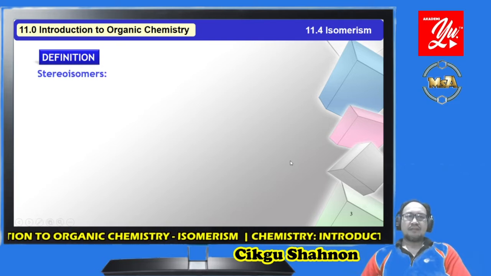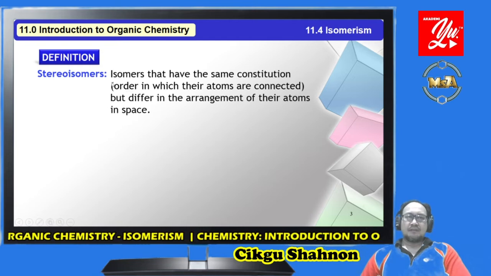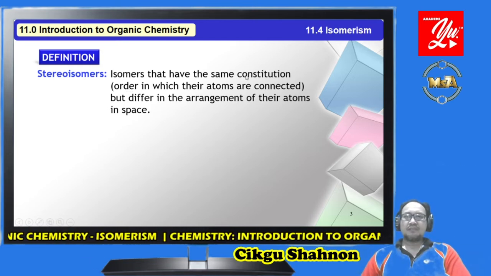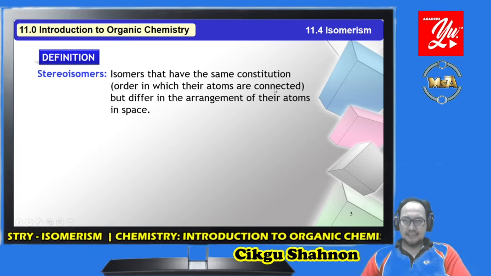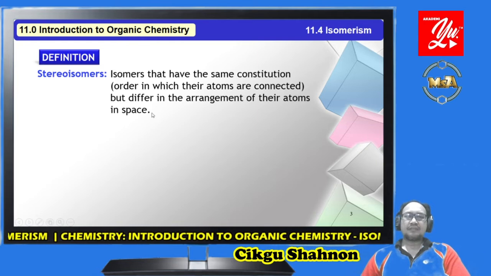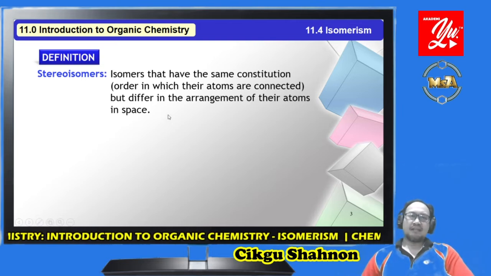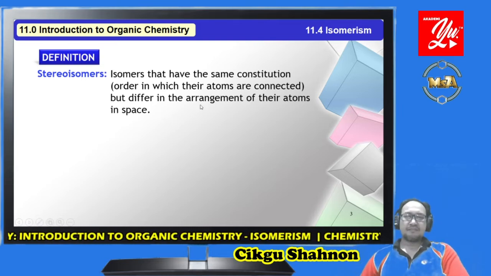Okay, we go to the definition of stereoisomers. Isomers that have the same constitution, meaning the order in which their atoms are connected, but differ in the arrangement of their atoms in space. Okay, space ni bukan angkasa lah, ruang. Okay, arrangement atom di dalam ruang 3 dimensi.